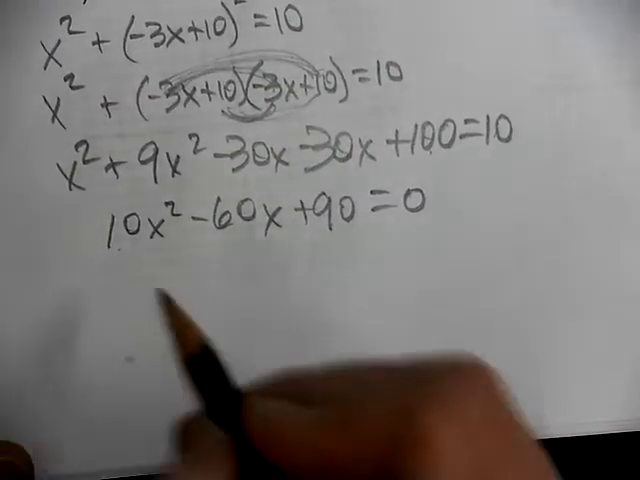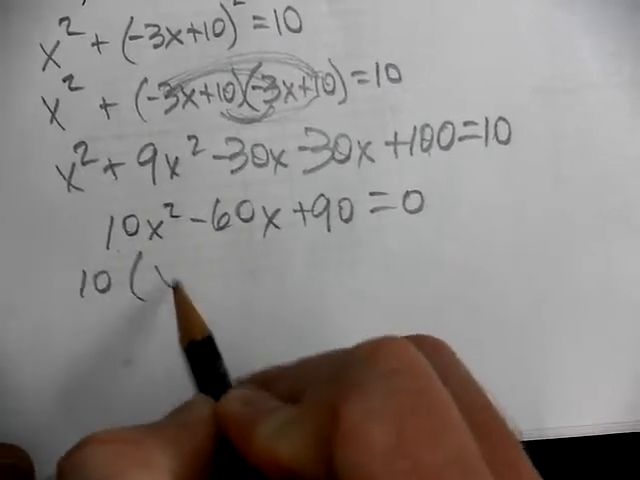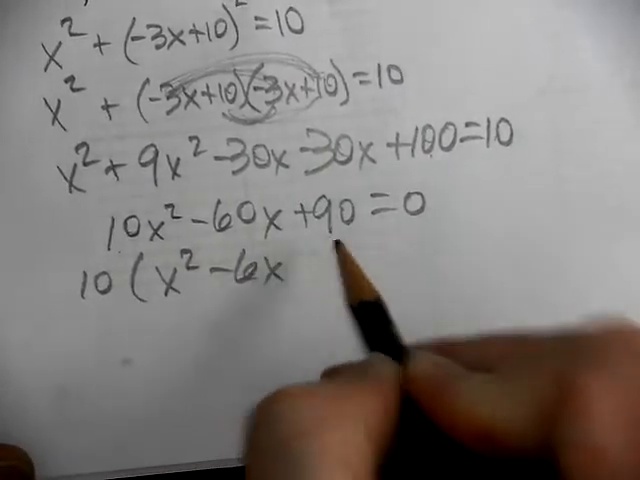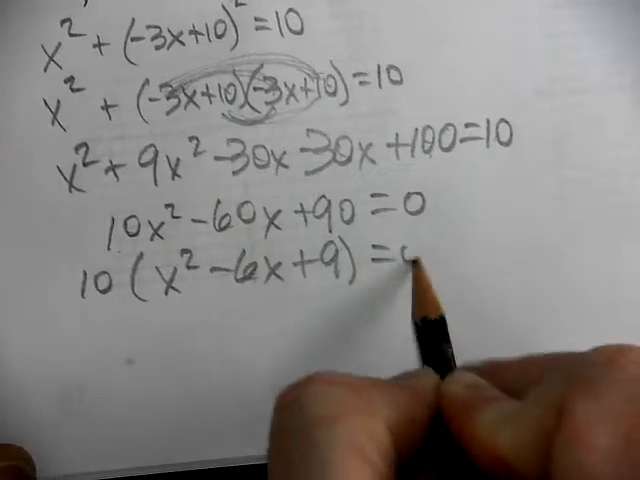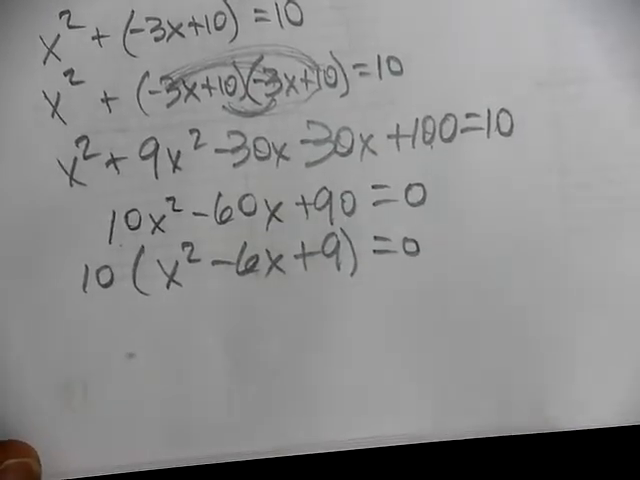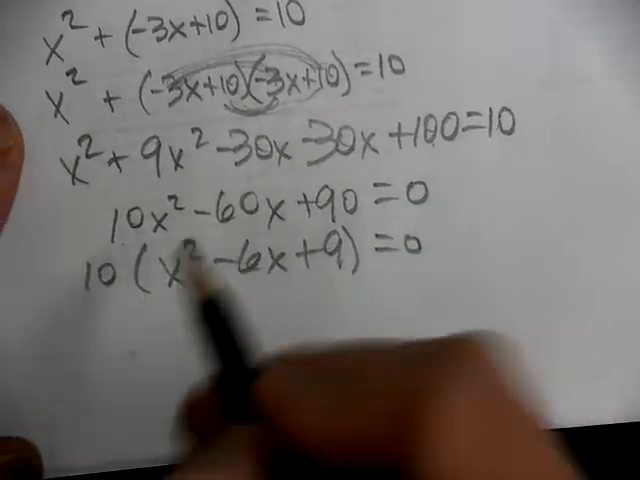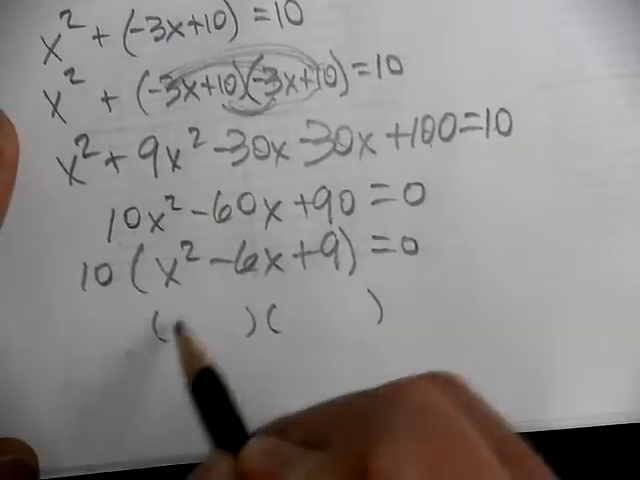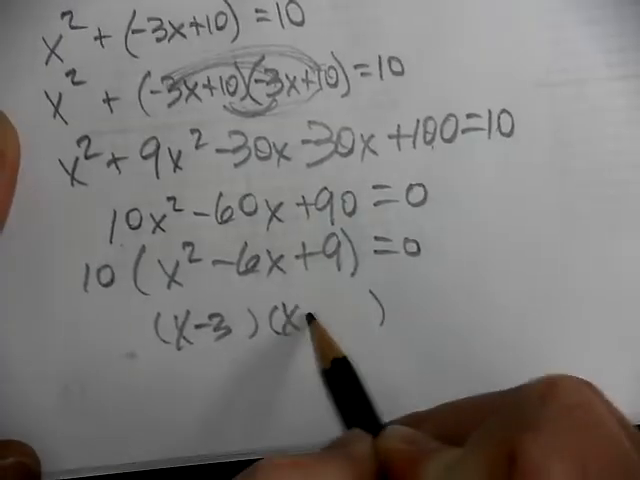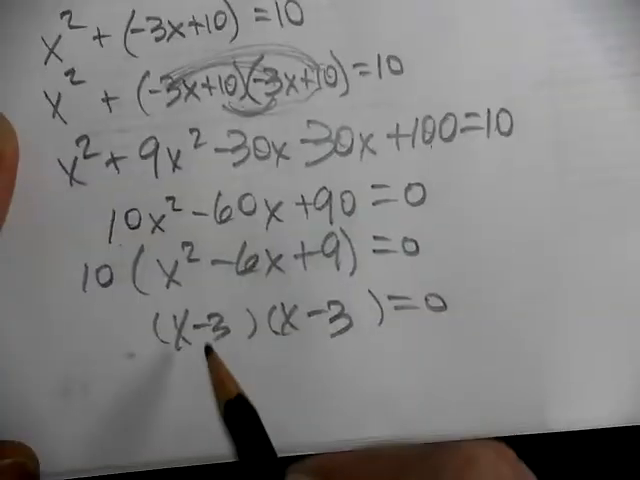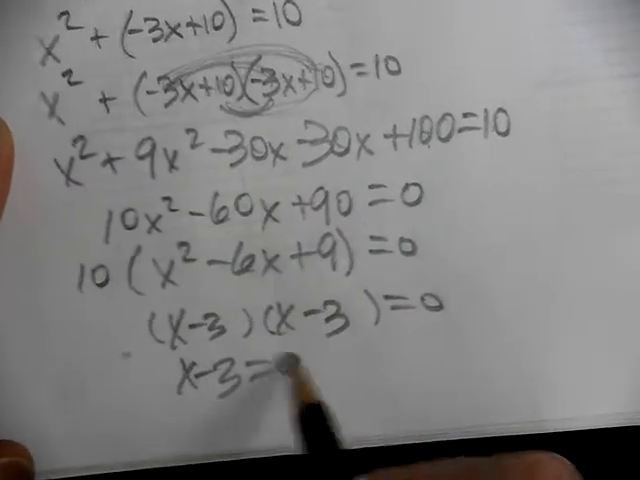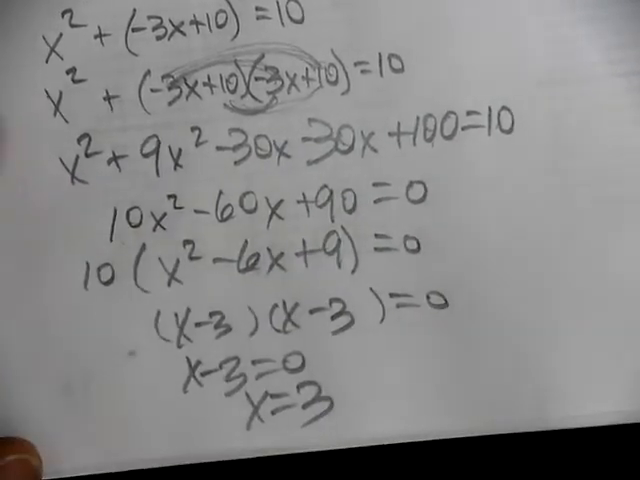I notice that all of these are divisible by 10. We don't really need the 10. We could divide by 10. But we're going to factor this apart, which is x minus 3 and x minus 3. It happens to be a perfect square trinomial. So my value is 3.